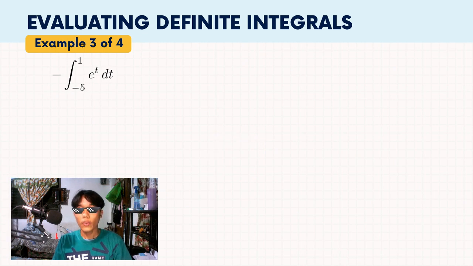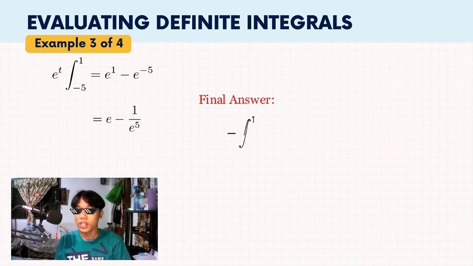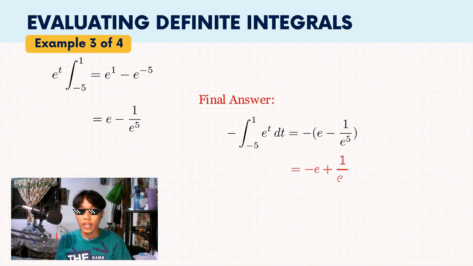Then, we'll evaluate the antiderivative at our given limits. Let's plug in our a and b values into our function. Our F of b is e raised to 1, while F of a is e raised to -5. We can further simplify our F of a by applying the law of exponents, turning our negative exponent into a fraction. We can now multiply the negative sign to our answer. Our final answer will be e plus 1 over e raised to 5.